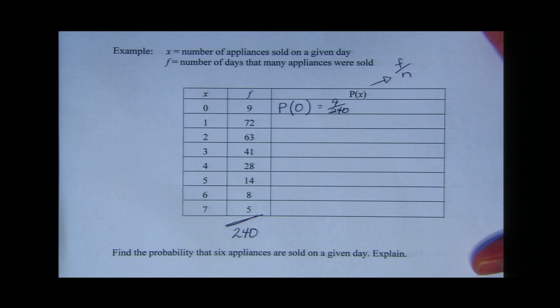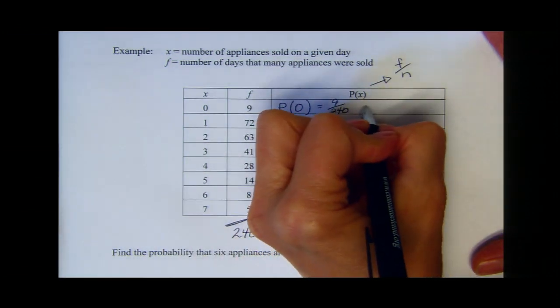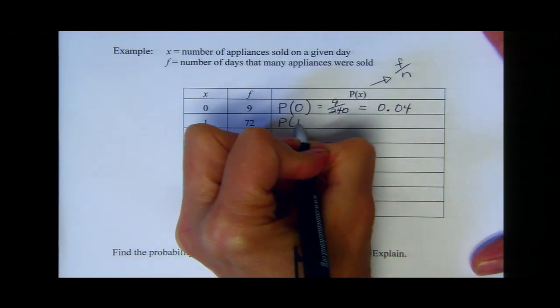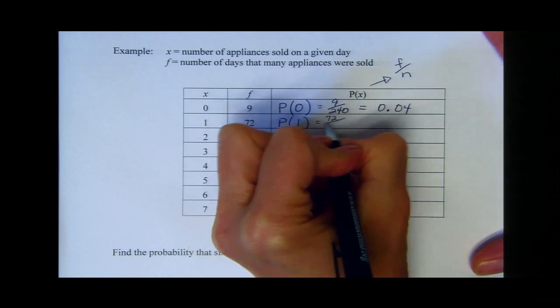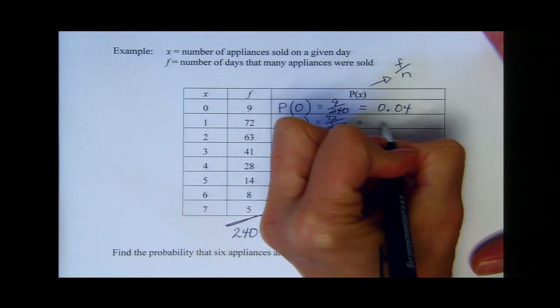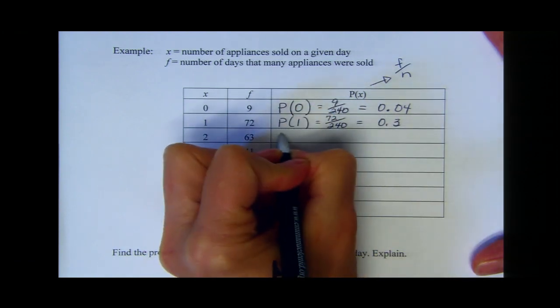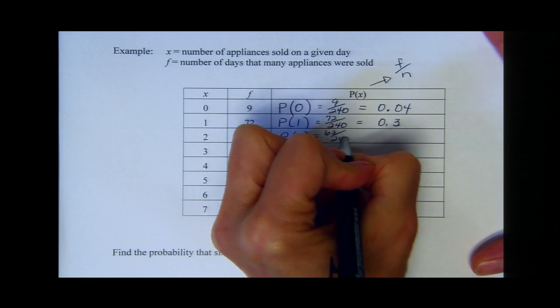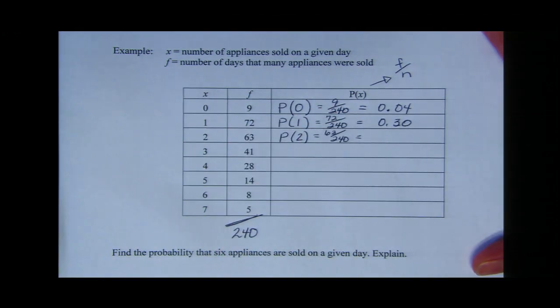I'm going to go ahead and convert these into decimals just because it makes it a little bit easier. And I am going to round to 2 decimal places, but in WebAssign you might need to be a little careful with this. Be sure and pay attention to what the directions say. I'm going to use normal rounding rules. So 0.04. The probability of selling 1 appliance would be 72 over 240, which is 0.3. The probability of 2 would be 63 over 240. And I'm rounding to 2 decimals, so I'll put 0.30.